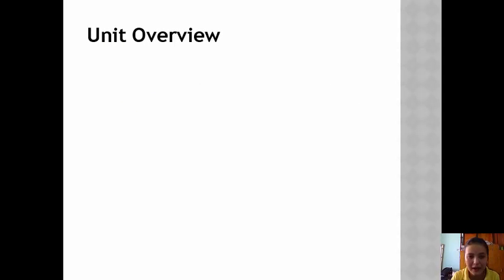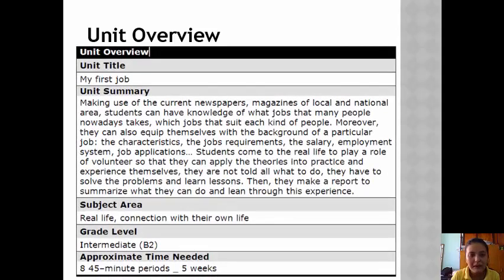Move on to the second part of my presentation, the unit overview. By making use of current newspapers and magazines of local and national areas, students can gain knowledge of what jobs many people take nowadays and which jobs suit each kind of person. Moreover, they can also equip themselves with the background of a particular job: the characteristics, the job requirements, the salary, the employment system, and the working environment.